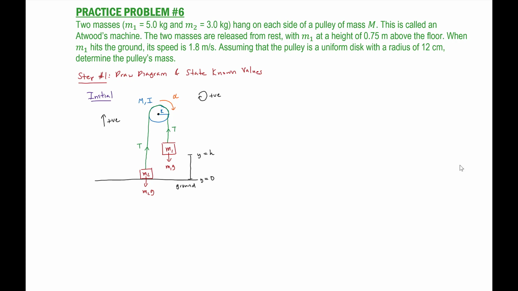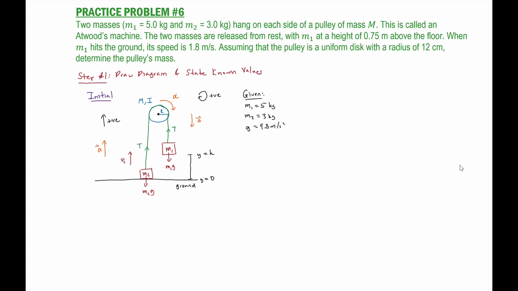The initial speed of mass 2 is VI, same as mass 1. And there's also going to be some sort of linear acceleration going this way for mass 2 and going this way for mass 1. Okay, so now we have quite a few things. We're going to write down what we're given. We know M1 is equal to 5 kilograms. We know M2 is equal to 3 kilograms. G is equal to 9.8 meters per second squared.